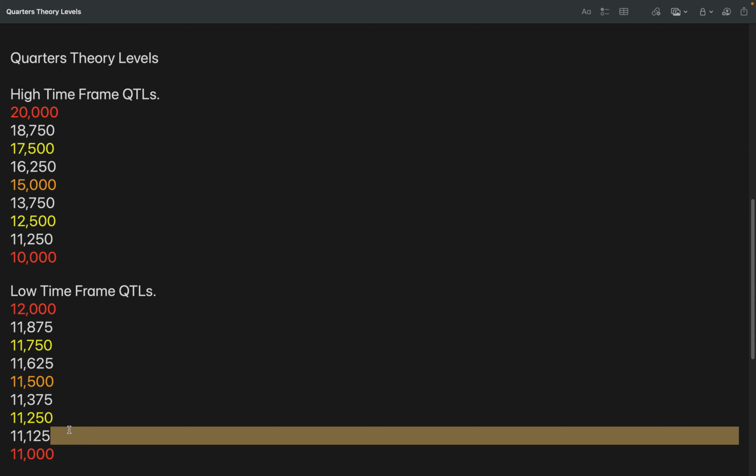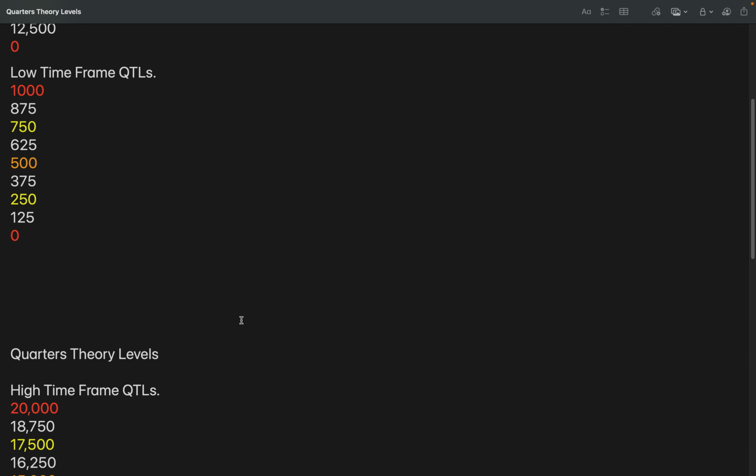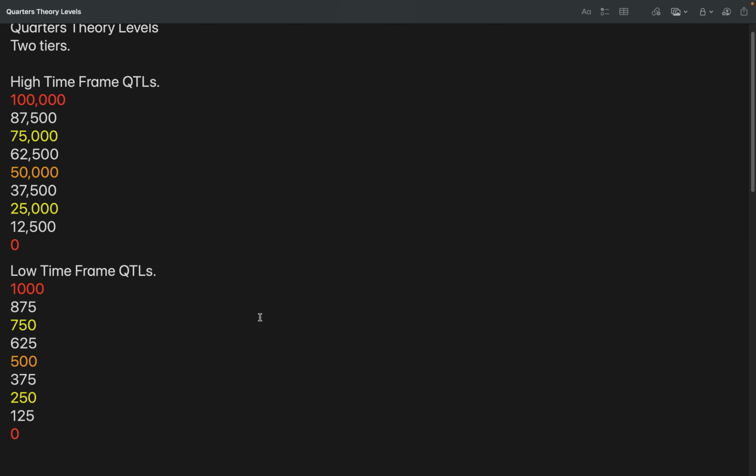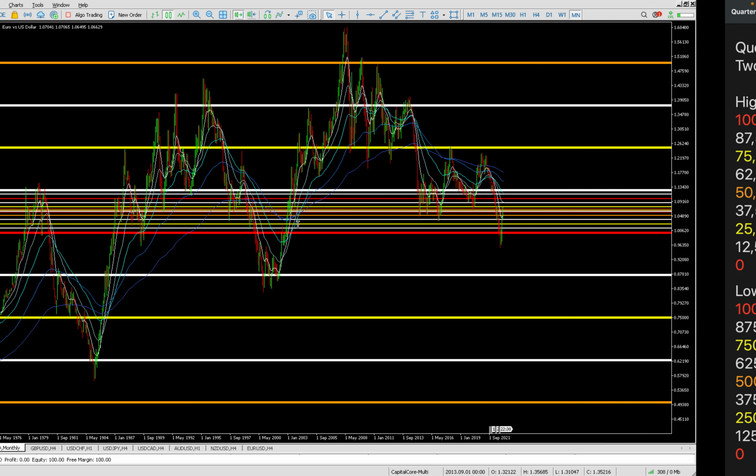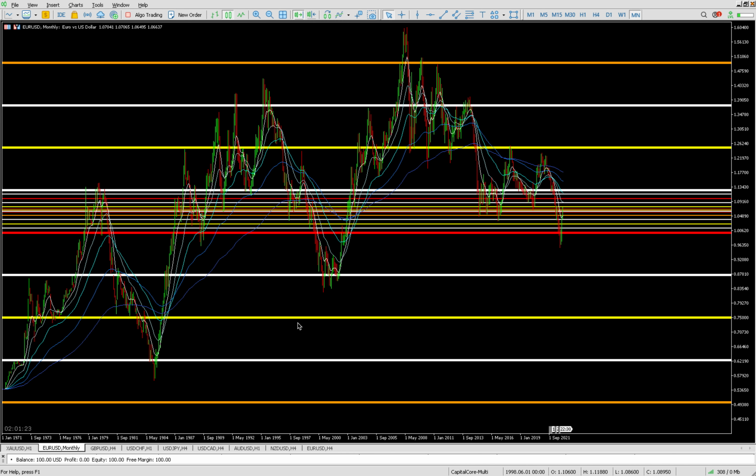Okay. Let me show you what this looks like on a chart. But just go back to here. Just understand it simply. Okay, we have two tiers. We have the high time frame quarters theory levels and the low time frame quarters theory levels. Now they're both on the chart. All right, so what does it look like? This is what it looks like.